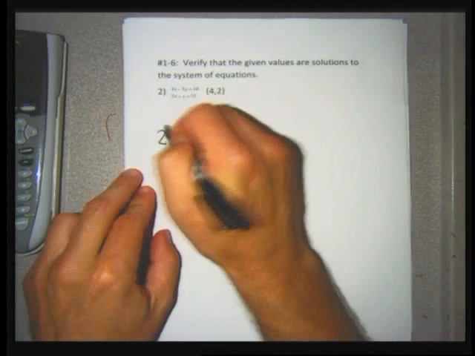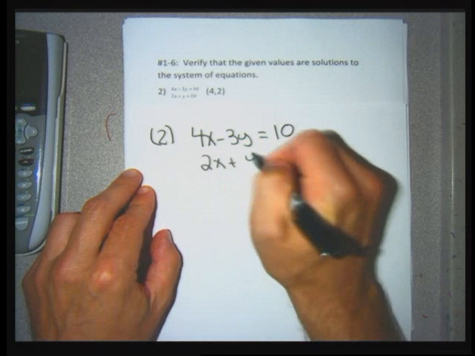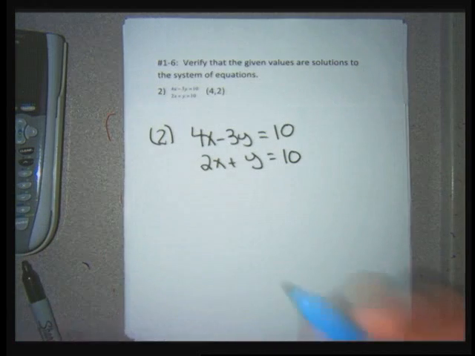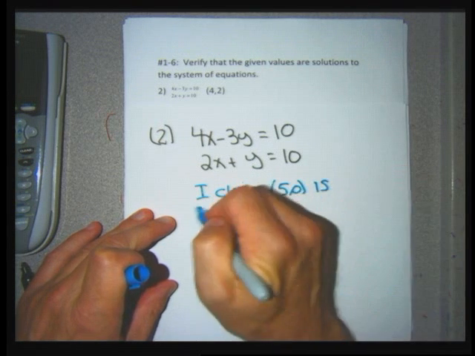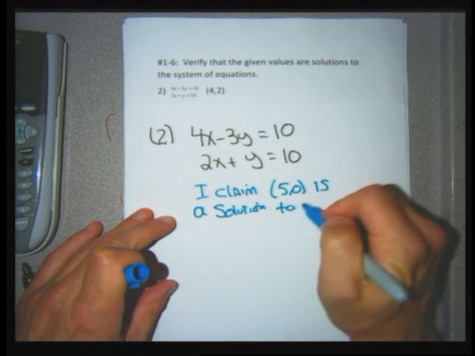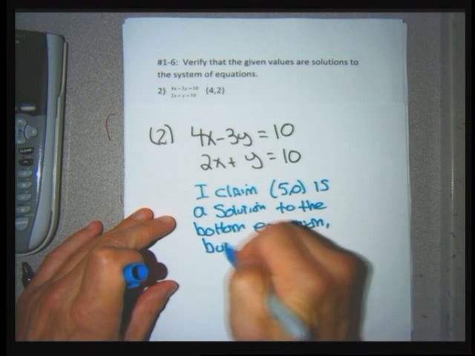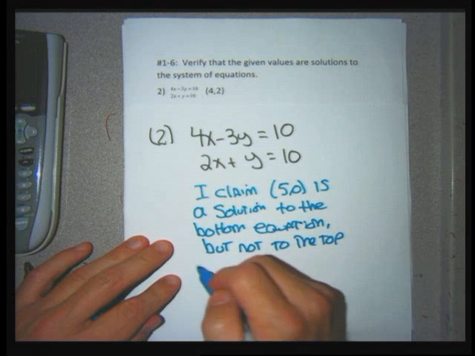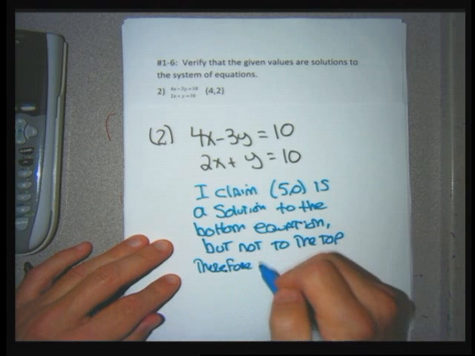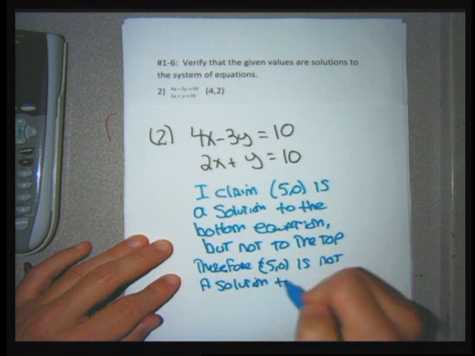If I look at the system of equations in problem two, there are two equations given. The top equation is 4x minus 3y equals 10. The bottom equation is 2x plus y equals 10. I say, this is extra just to help you understand, I claim that the point (5, 0) is a solution to the bottom equation, but not to the top. That being the case, it's not a solution to the system of equations. So therefore, the point (5, 0) is not a solution to the system.